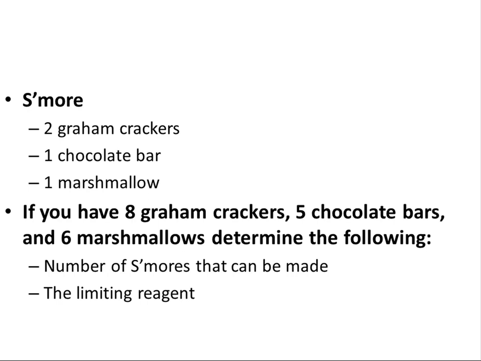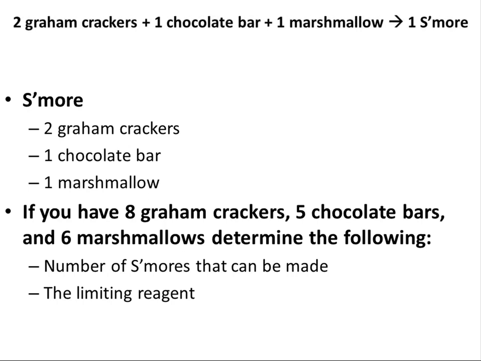To solve a limiting reagent problem, you must have a balanced equation. The balanced chemical equation allows us to relate the amounts of reagents and products involved in the reaction. Our s'more equation is 2 graham crackers plus 1 chocolate bar plus 1 marshmallow makes 1 s'more. With the balanced equation, one method to solve for the limiting reagent is to calculate how many s'mores can be made with each ingredient. The ingredient that makes the least number of s'mores is the limiting reagent. Pause the tutorial to solve for the limiting reagent.